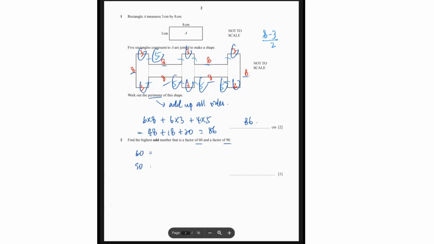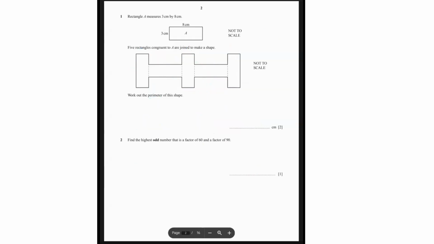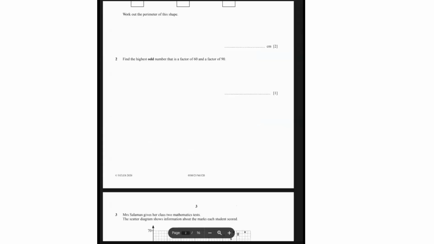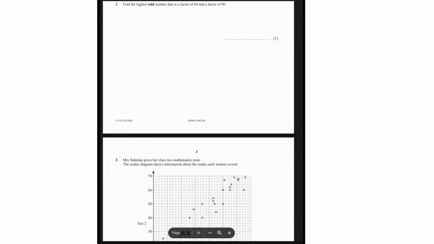So I'm going to think 30 is the highest, but 30 is not odd. The next highest common factor will be 15, and that is the highest odd number that is a factor of 60 and 90. At this point, I think you all should have some intuition about the divisibility and factors of numbers. Anyways, 1 mark. So if desperate, just skip.